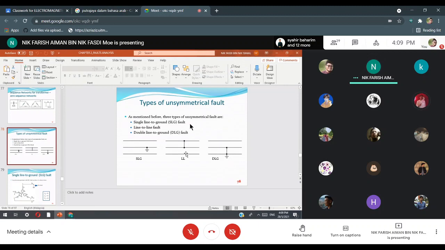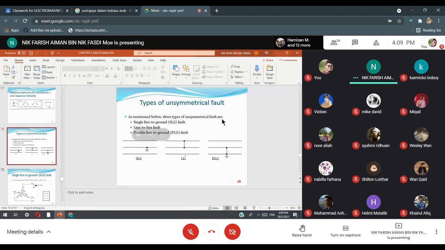Apa kan jadi? Jadi symmetry. Ya, jadi balance fault or symmetrical fault. So ini clear lah. Right? Kenapa dia jadi unbalance? Because impedance dia dah tak sama.